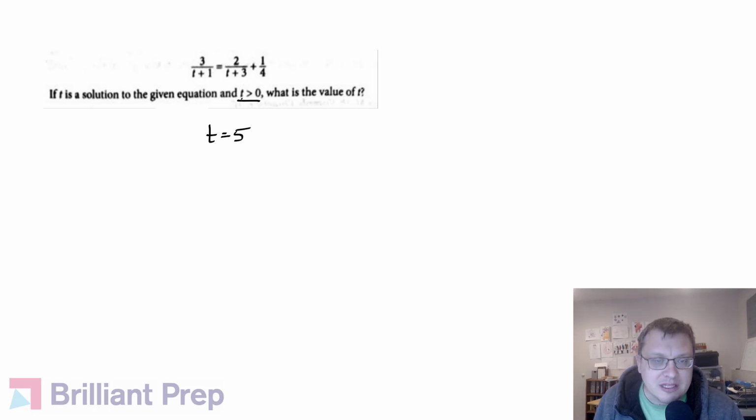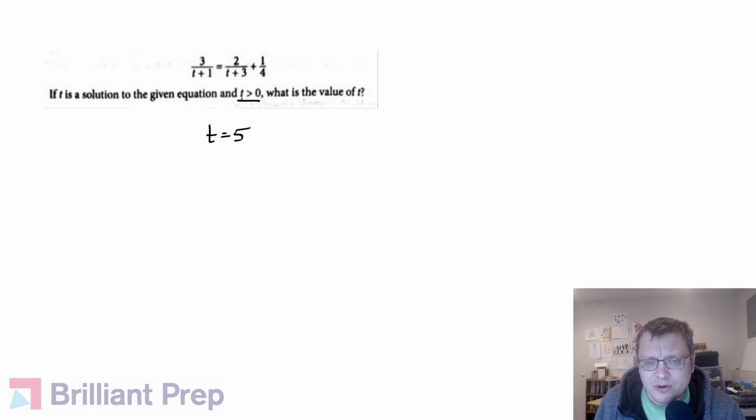Now, what if we wanted to solve this by hand? What if we had to solve it by hand because they did something where you wouldn't be able to plug it into Desmos, let's say? What could we do? So the goal here is to get a common denominator for these terms so that we can combine them or maybe cross multiply or something.